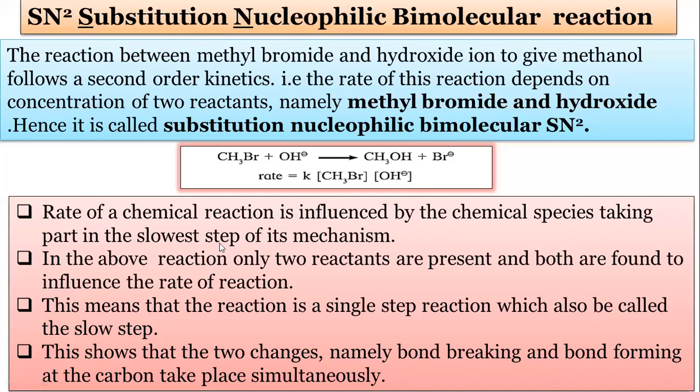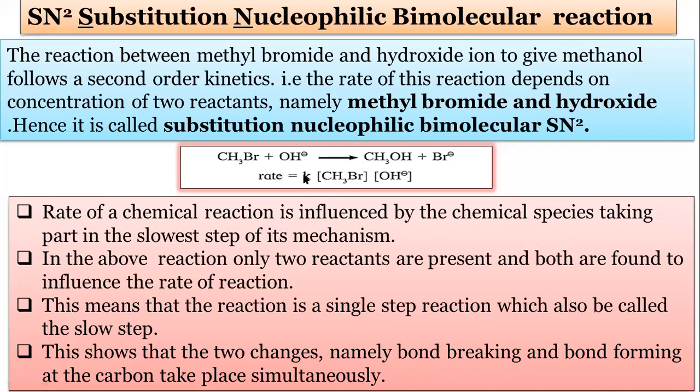And one more thing I want to explain. Many reactions are carried out in two steps, three steps, four steps, five steps. But out of these steps, only the slow step decides the rate of reaction. Since in this reaction the rate depends upon these two things, these two things should be included in the rate determining step. Always, the rate determining step is the slow step. Remember this thing.